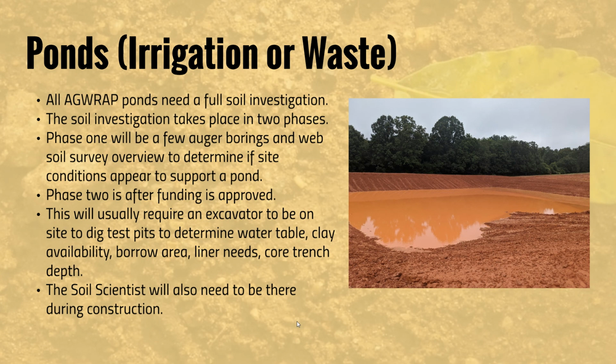The one that comes to mind right off the bat is any type of pond that you're putting in, whether that be an irrigation or a waste pond. Those are going to need a full soil investigation throughout the process. With our Ag WRAP ponds, you're going to have a soil investigation that takes place in two phases. In phase one, the soil scientists would come out and do a few auger borings, and they're also going to overview the soil survey. At that point, they're going to try to figure out if the soil survey is mapped correctly, what soils are present on the site, and if the conditions are going to be able to support the pond.